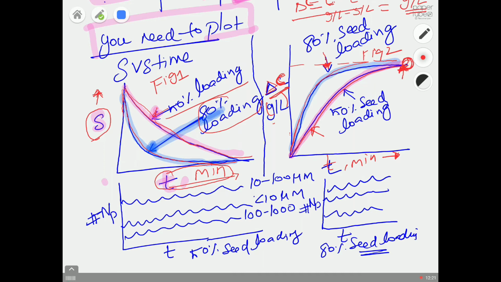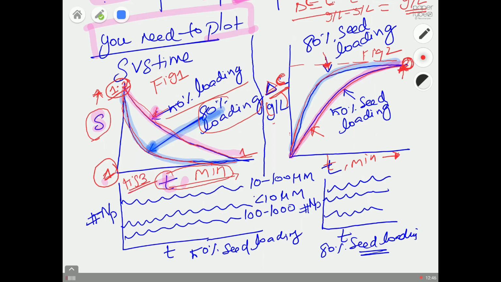Eventually, your supersaturation ratio will come to a value of 1. So this is something like 1 to 1.2. I will tell what these numbers mean soon. And then this is your figure 3.